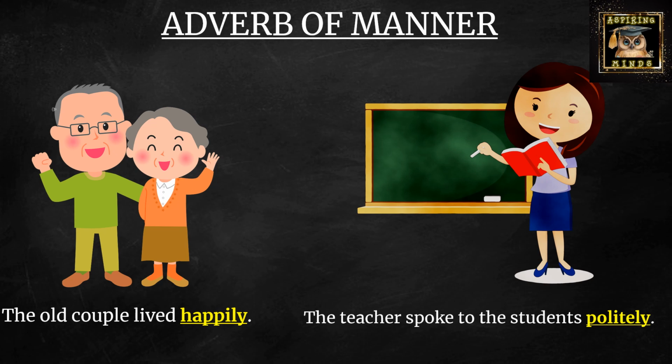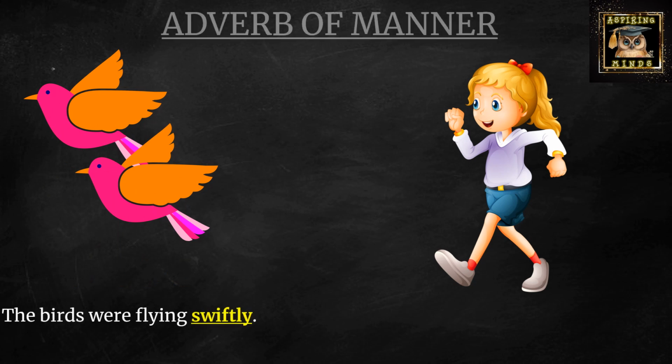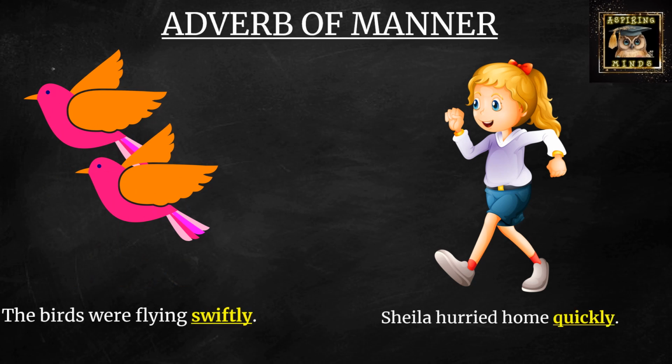Similarly, in the second example, the teacher spoke to the students politely. I hope all your teachers in school talk to you politely, and I'm sure they do. So here the word politely is the adverb of manner. I want you all to become pro at adverb of manner. Let's look at just 2 more examples, then we'll move on to the next type.